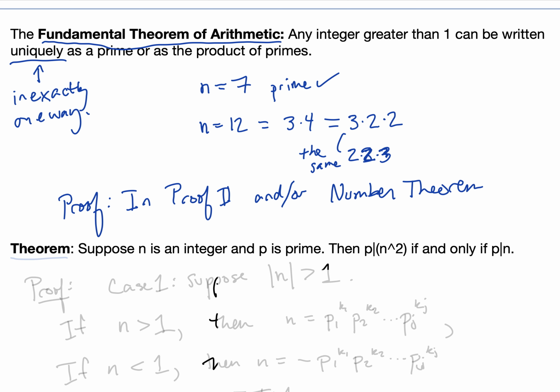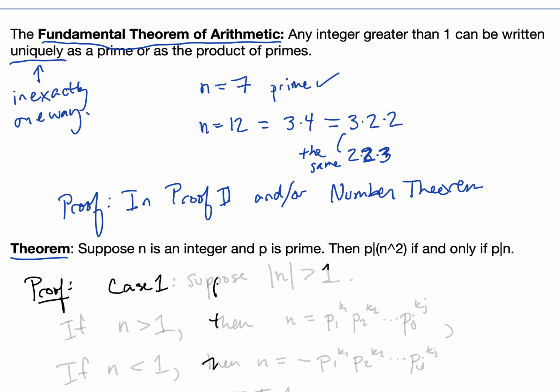We're going to use it to prove this other theorem that will be useful for some other proofs that we do within the course. So theorem, suppose n is an integer and p is prime, then p divides n squared if and only if p divides n. Okay, so let's do a proof for this theorem, and we're going to do this in cases.